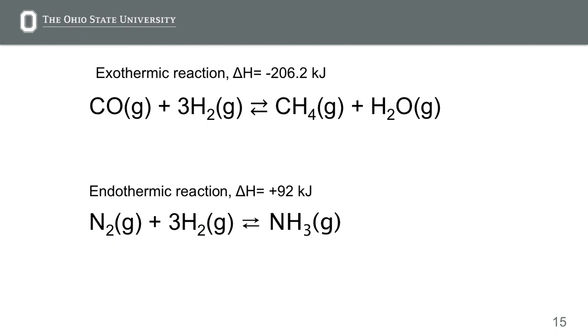Okay, we have an exothermic reaction, maybe not so bad. Here we have carbon monoxide plus hydrogen gas in equilibrium with methane and water. Delta H for this reaction is minus 206.2 kilojoules. And we can think about it as a product. It's giving off heat, therefore it's a product. And when I work these problems, I will actually write plus heat as a product. That way I can sort of picture what's happening.